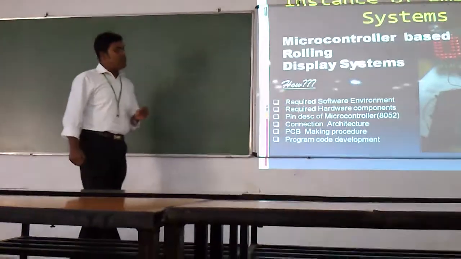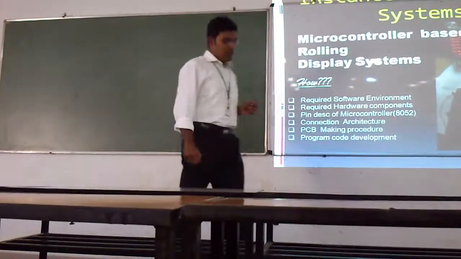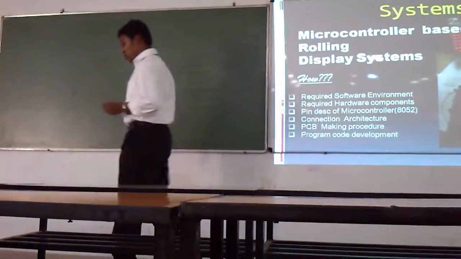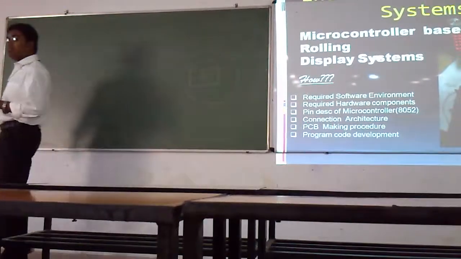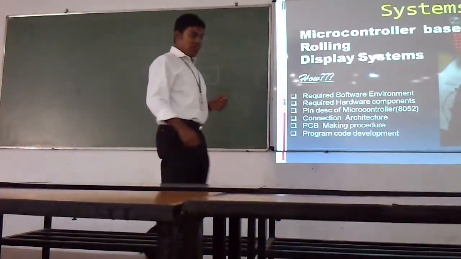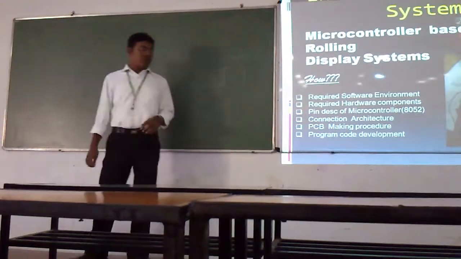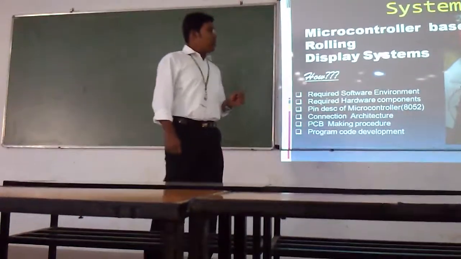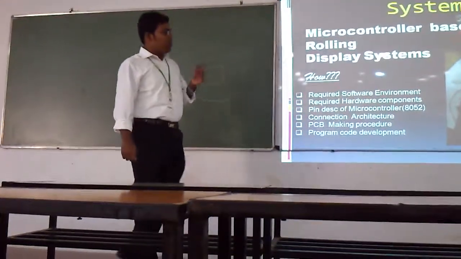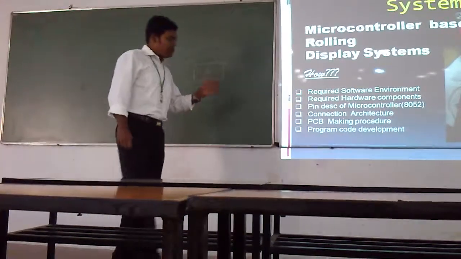What is a loading display system? You can see these types of embedded system in a running bus on the road, in the railway station, in the airport, and sometimes at a reception point in front of a gate, in various places. When we are going to make such an embedded system, we have to follow some steps.